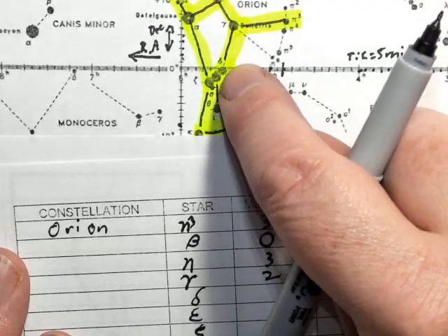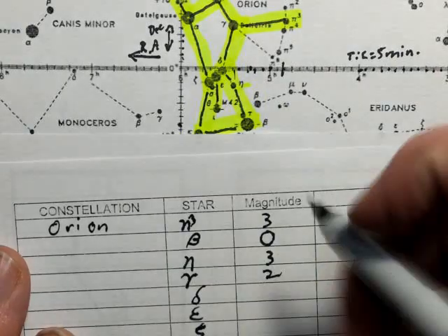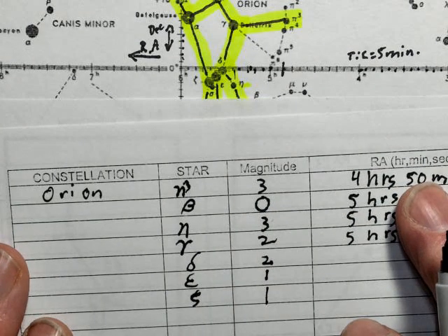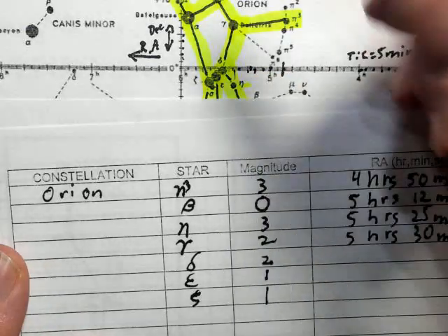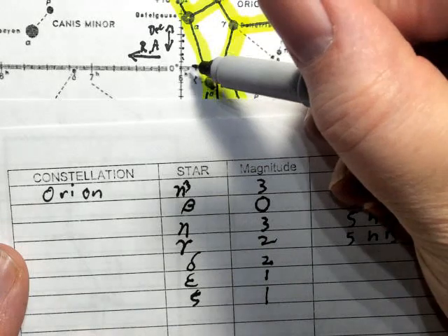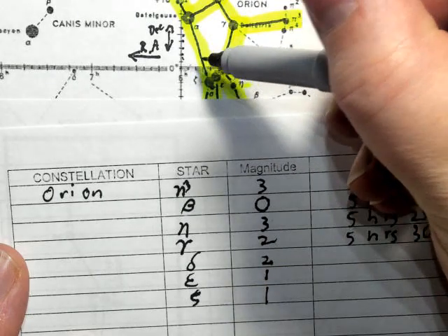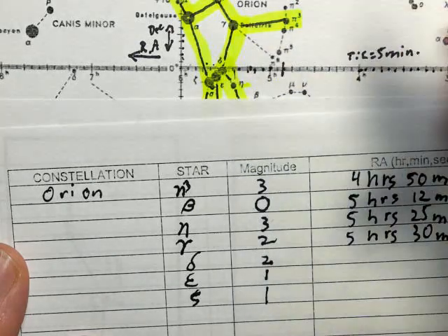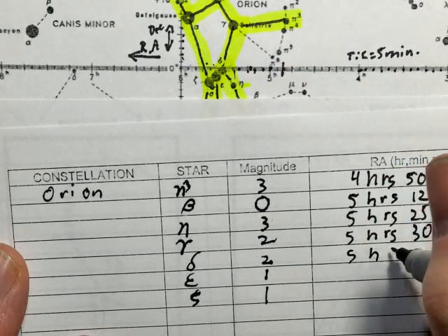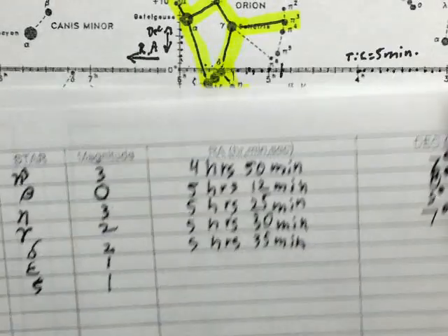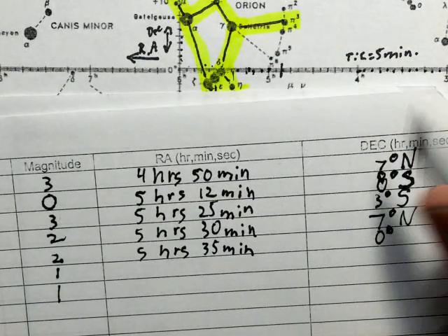So I'll do their magnitudes together. First one looks like a 2. The other 2 look like 1s. Right ascension wise, this is 6 hours, so I'm going to count backwards. 55, 50, 45, 40, 35. It looks like 5 hours, 35 minutes. And it's basically on the line, so I'm going to say it's 0 degrees.